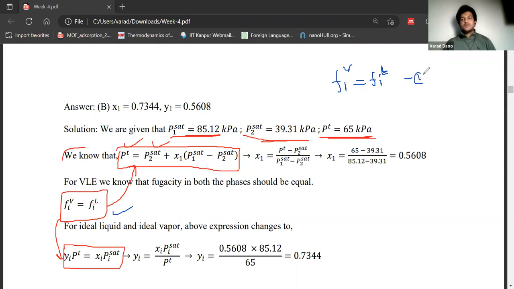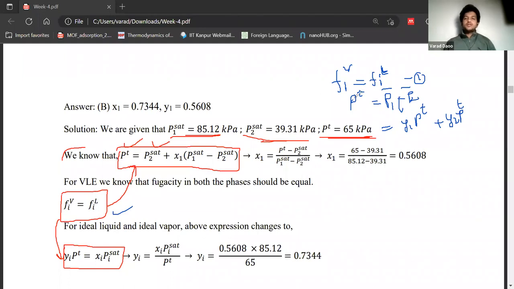That is one. And total pressure has to be equal to the partial pressure of one component plus the partial pressure of the other component. Now from Dalton's law, we know that Pt is equal to what? P1 bar, the partial pressure of 1, is Y1 Pt plus Y2 Pt, right? In this case, Y2 will be nothing but 1 minus Y1, right?